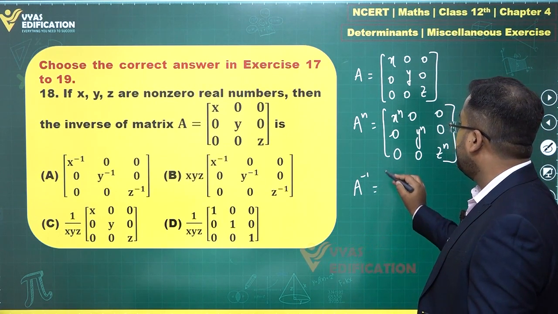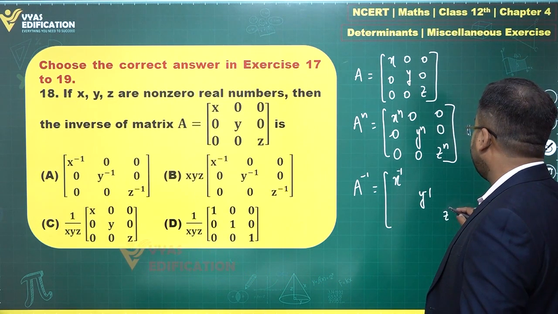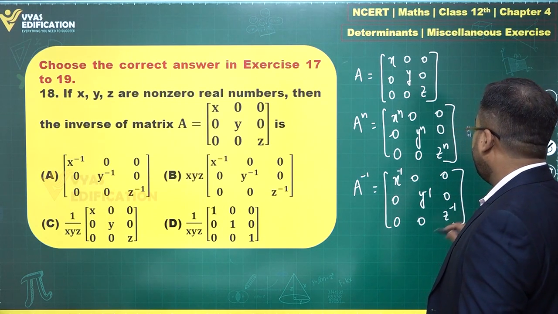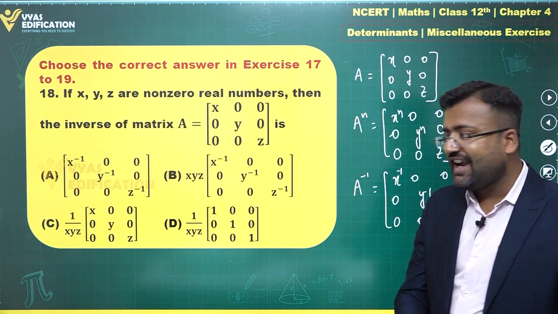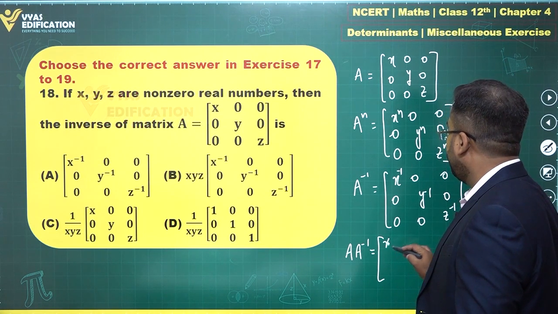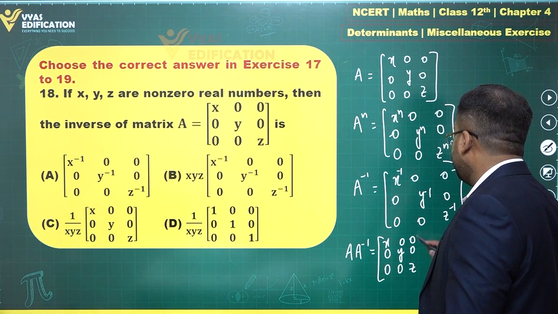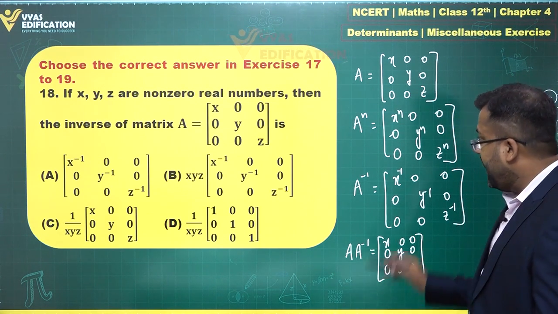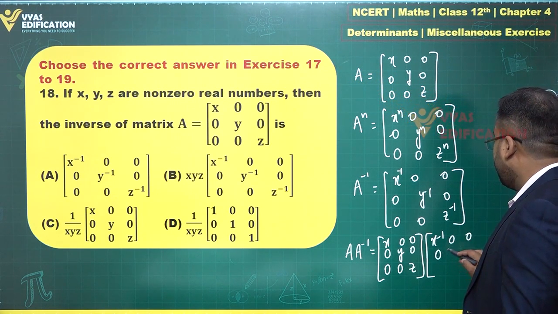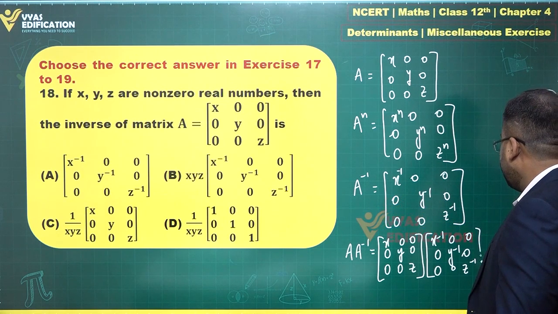A inverse is also equal to x power minus 1, y power minus 1, z power minus 1 on the diagonal, and 0 elsewhere. You can check that. How do we check that? A times A inverse is equal to this. This is matrix A, and the possible matrix A inverse is x inverse, y inverse, z inverse on the diagonal. Let's multiply them together.